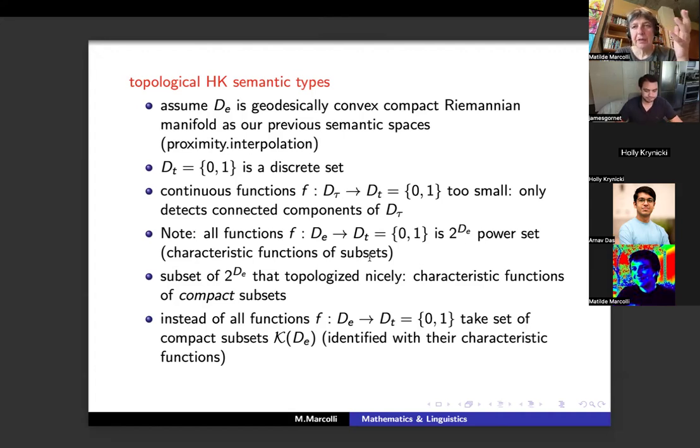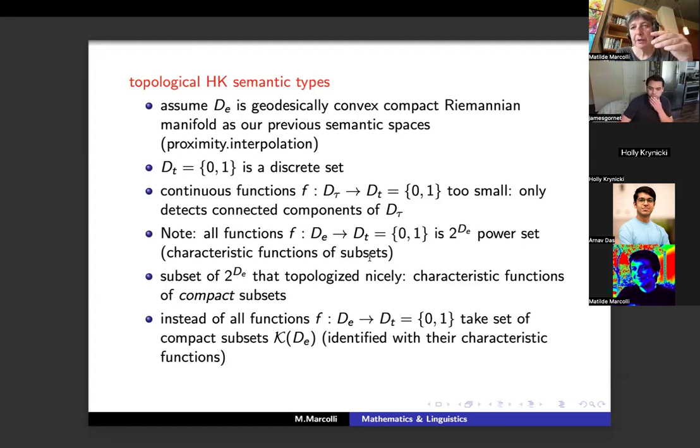So one can try to find a way to topologize these Heim-Kratzer types, so that one can also include the possibility of having proximity relations and interpolation in these semantic spaces. One has to be careful because these are very large spaces and they're function spaces. So one can assume to begin with that the first set that you consider, the denotations of individuals, is as nice as you want it to be from the perspective of these basic topological properties of semantic spaces.